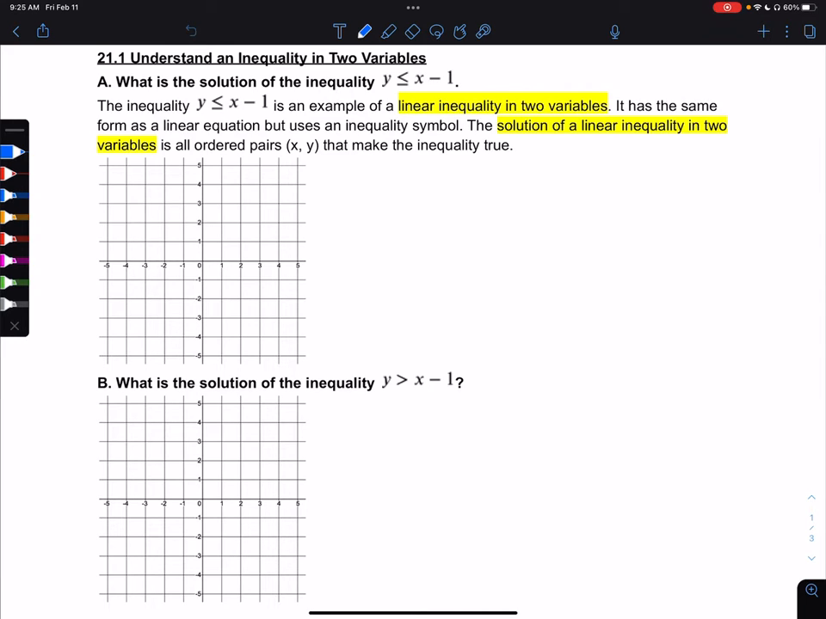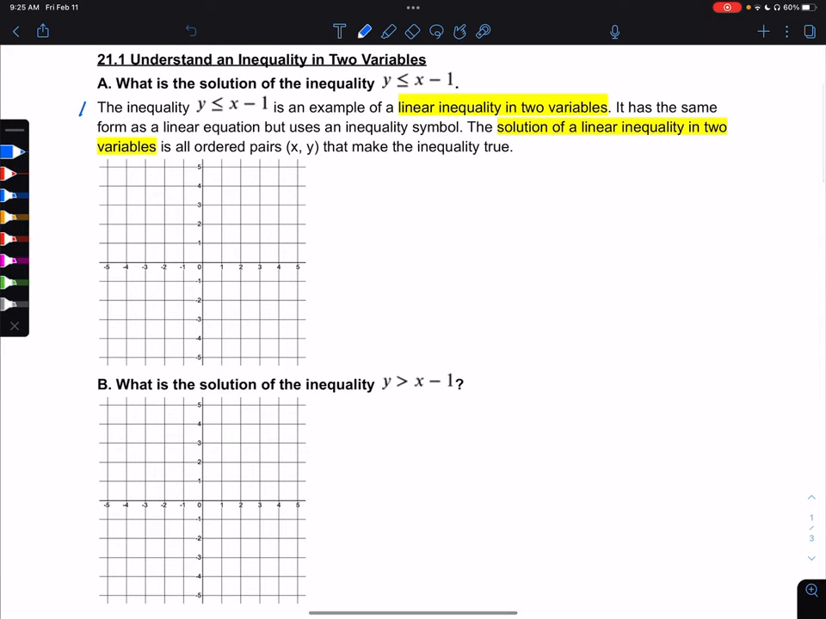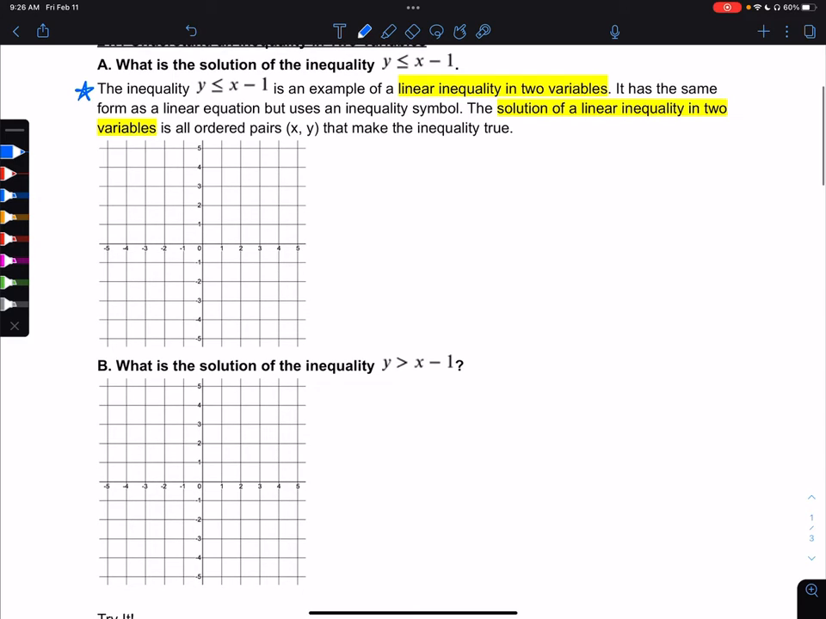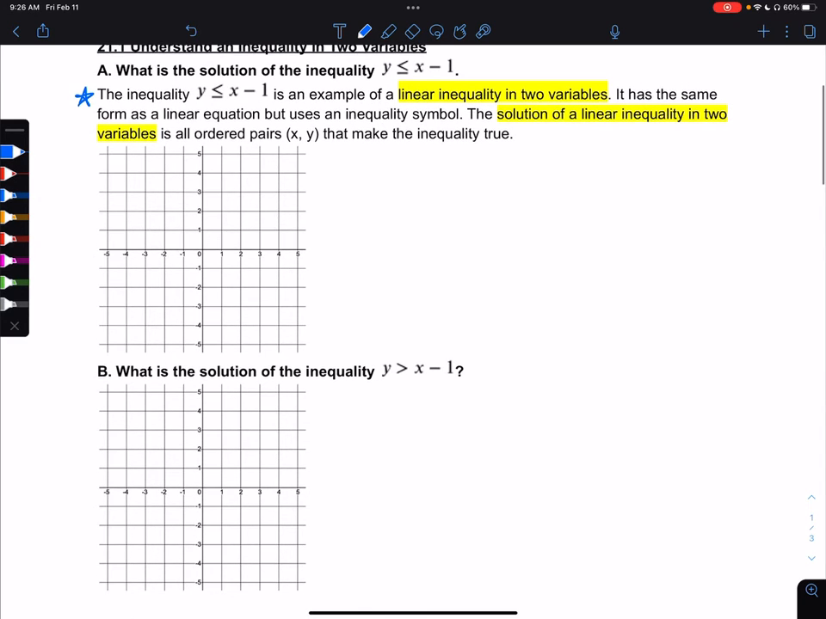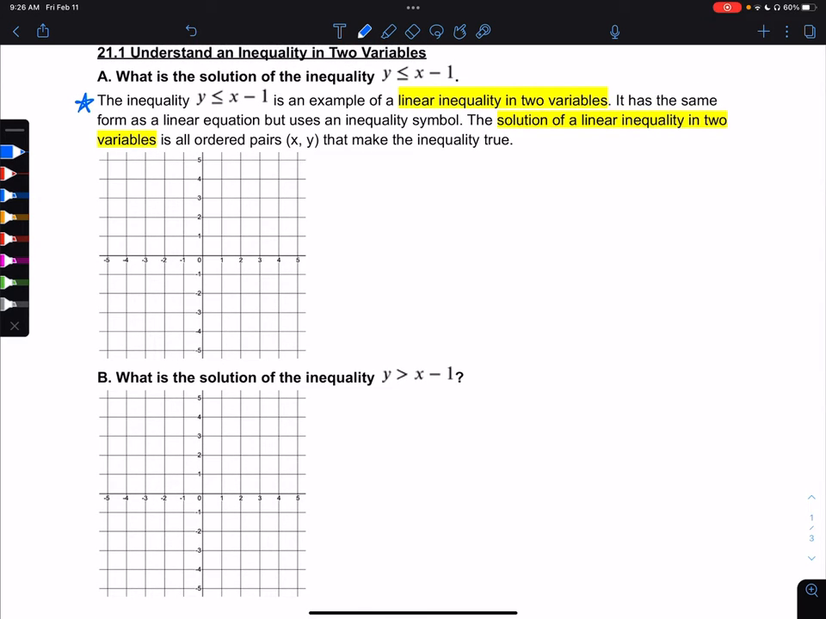And then they give us a statement here that tells us the inequality y is less than or equal to x minus 1 is an example of a linear inequality in two variables. It has the same form as a linear equation, but uses an inequality symbol. The solution of a linear inequality in two variables is all ordered pairs x, y that make the inequality true.